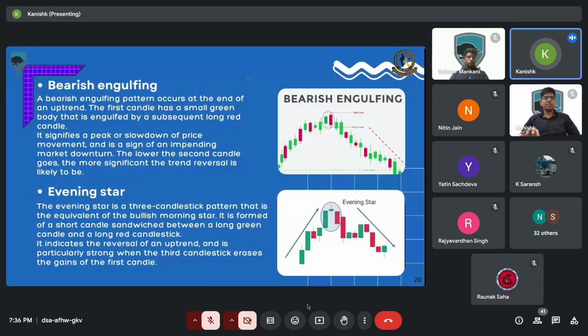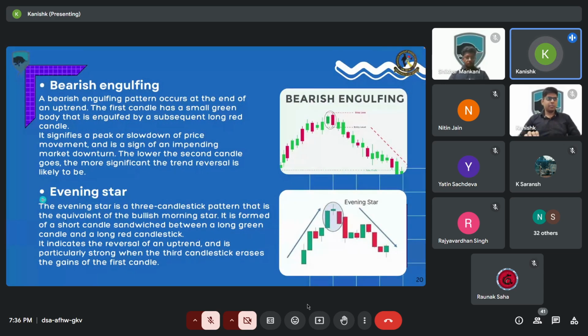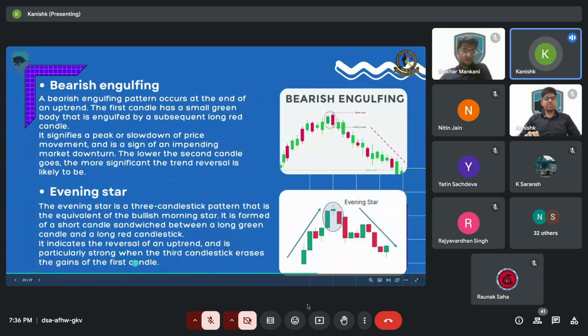Now let's move to our next pattern. That's the evening star pattern. The evening star pattern is a three candlestick pattern that is the equivalent of the bullish morning star. It is formed of a short candle sandwiched between a long green candle and a long red candlestick. It indicates the reversal of an uptrend and is particularly strong when the third candlestick erases the gains of the first candle.